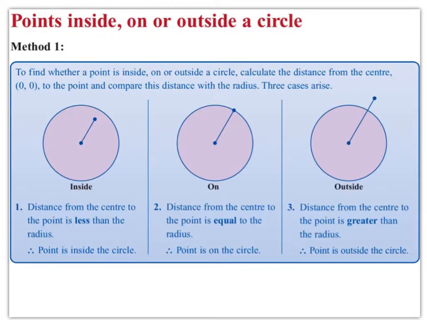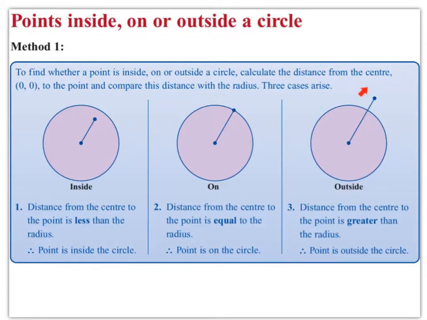Here we see a circle, and the point is on the circle. Distance from the centre to the point is equal to the radius. Therefore, the point is on the circle. So the distance from the centre to the point is equal to the radius. Therefore, the point is on the circle.